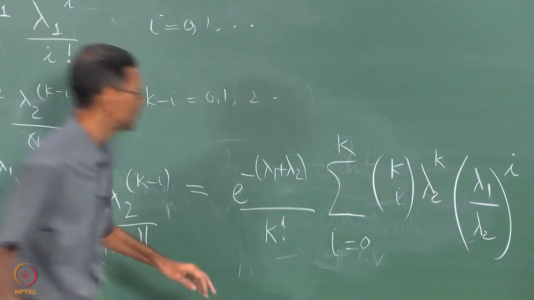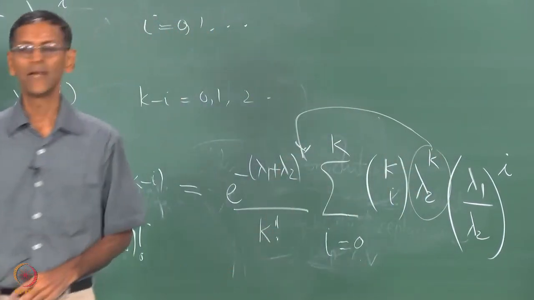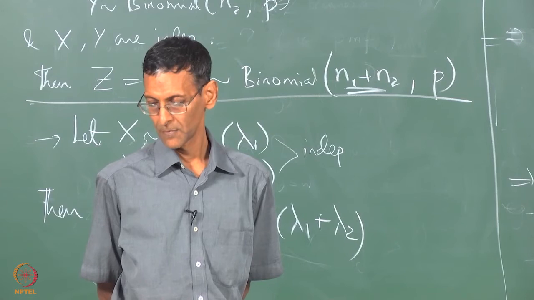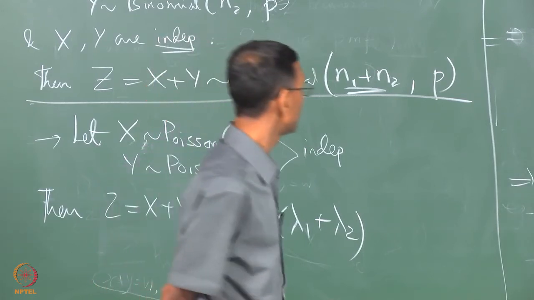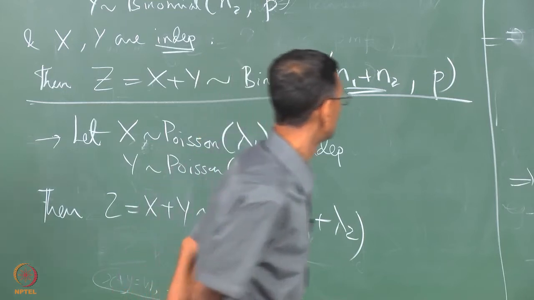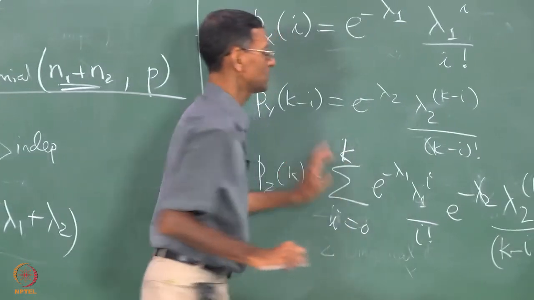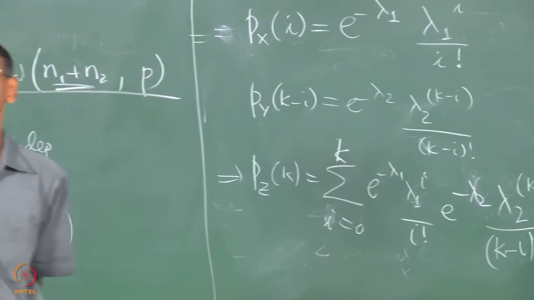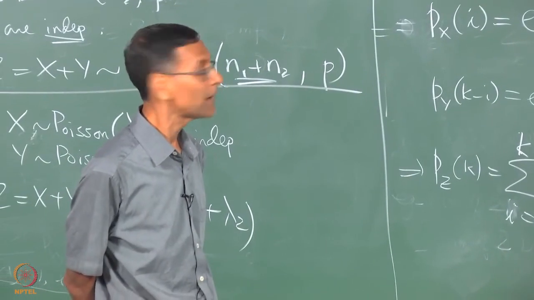What is that summation? You pull out this lambda 2 power k outside. That summation is nothing but 1 plus lambda 1 by lambda 2, whole power k. Yes, this should be, sorry, i equals 0 to k. I wrote it correctly out there. So 1 plus lambda 1 by lambda 2 whole power k.